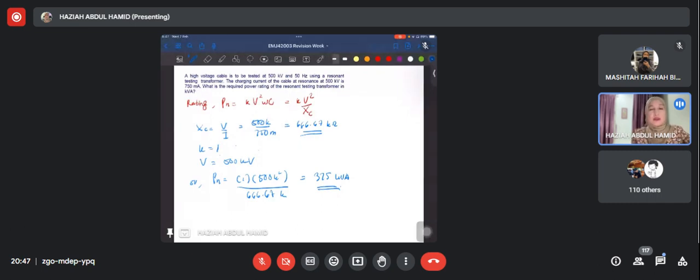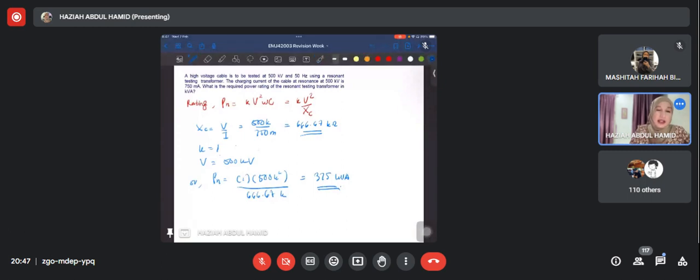asking for the required power rating. If you open my previous slide in chapter 5, this is the formula given in my slide. Pn, which is the rating of the testing transformer, is given by this formula, or this formula, the same thing. It's just that here it is omega C and here XC. Omega C and XC are actually the same thing, right?